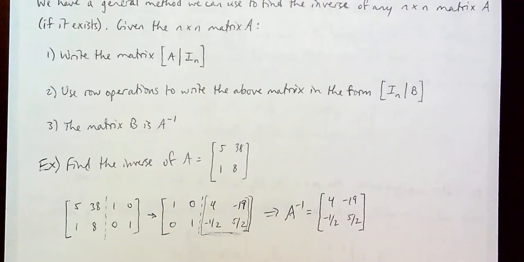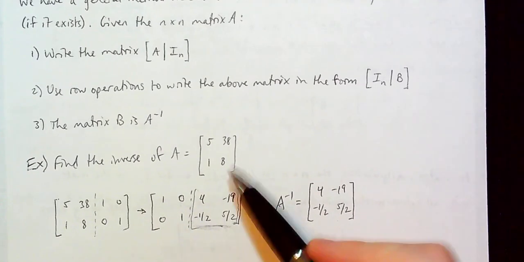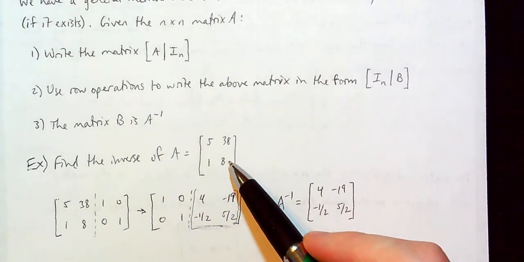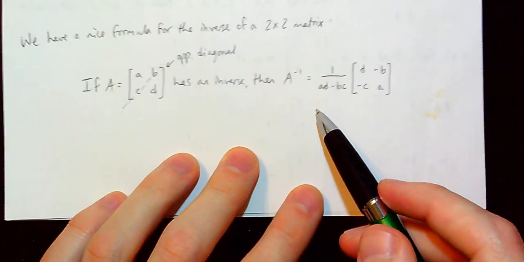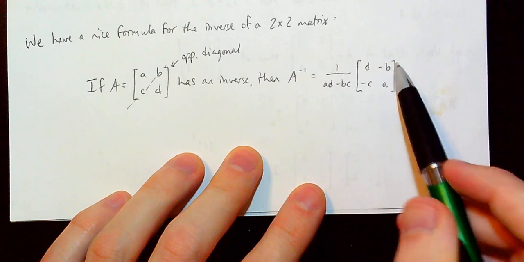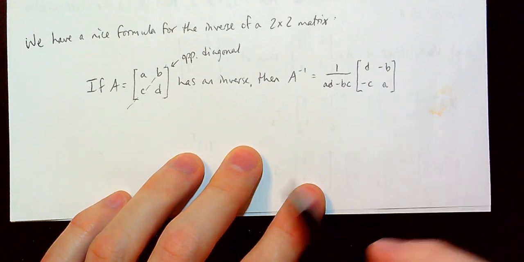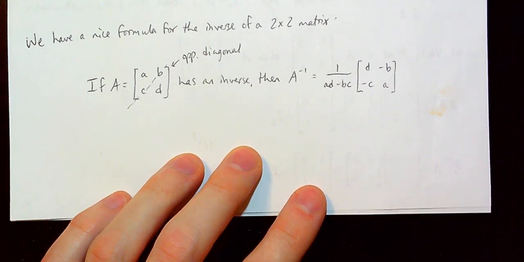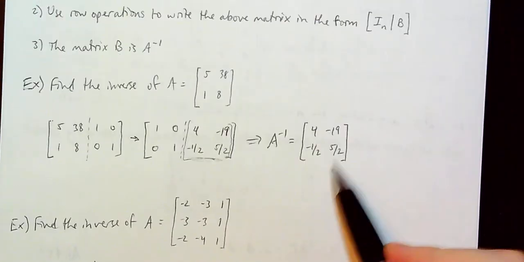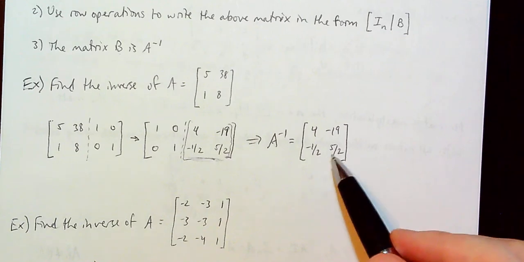So I'll let you verify on your own, going back to this sample problem. Take this matrix and do this calculation, 1 over AD minus BC times D, negative B, negative C, and A, and you'll see that we do indeed come up with the same 2 by 2 matrix as we came up with here.